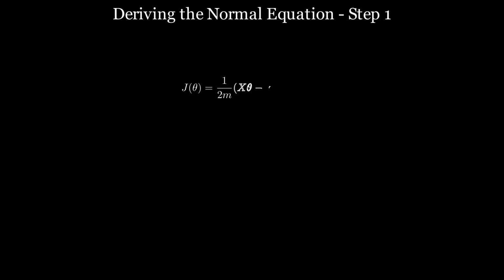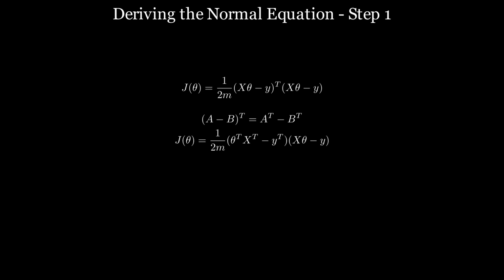To minimize the cost, we use calculus. We take the gradient of J with respect to theta and set it to 0. First, let's expand the expression using matrix algebra rules. Using the property that the transpose of a product is the product of the transposes in reverse order, we can rewrite the transpose of X theta minus y. This gives us theta transpose X transpose minus y transpose.